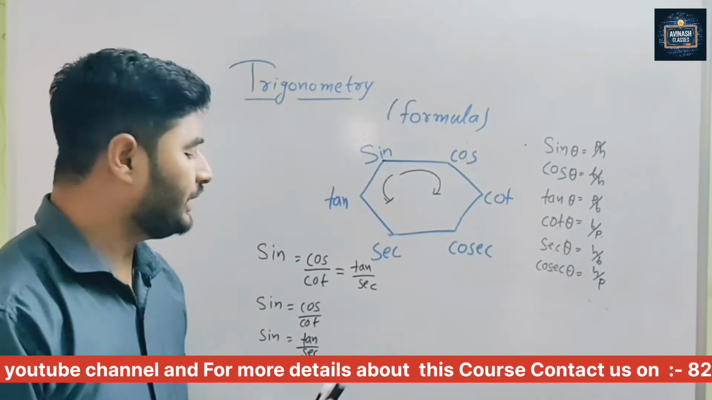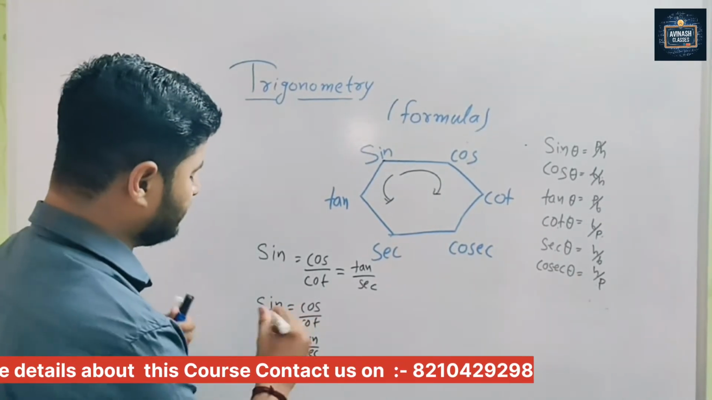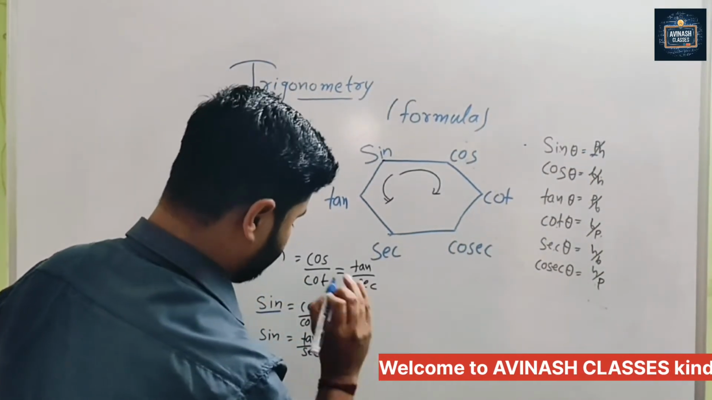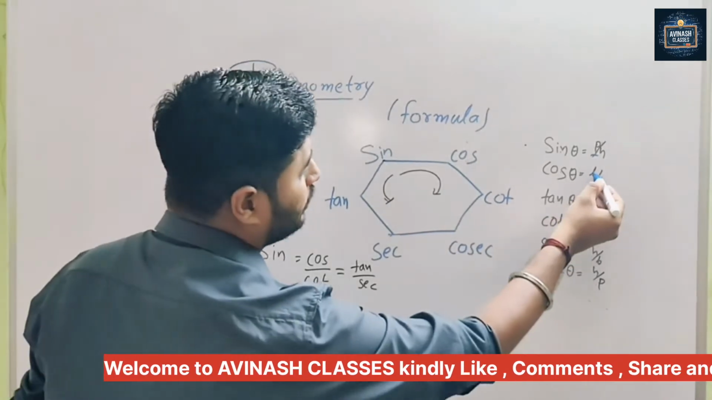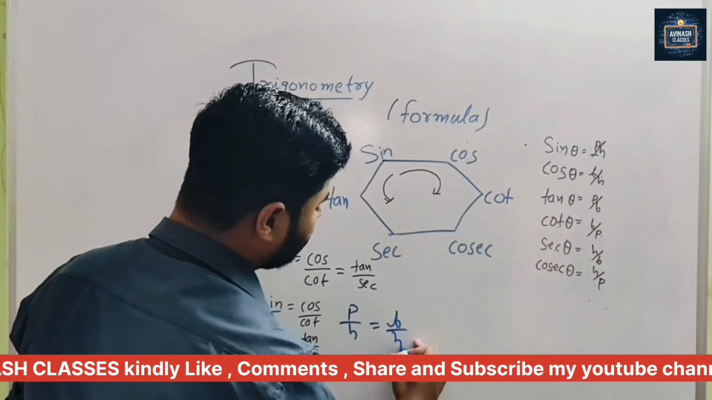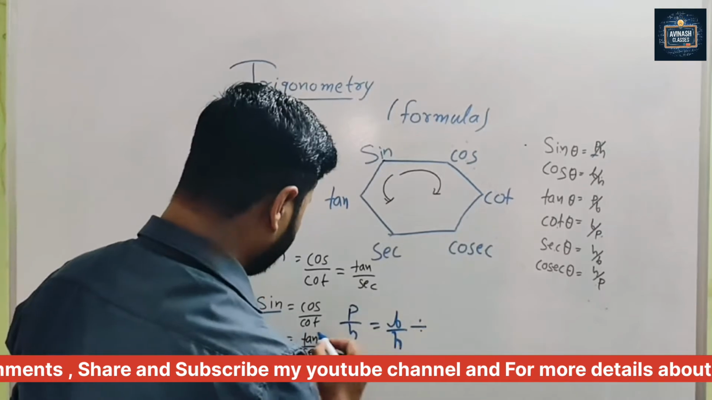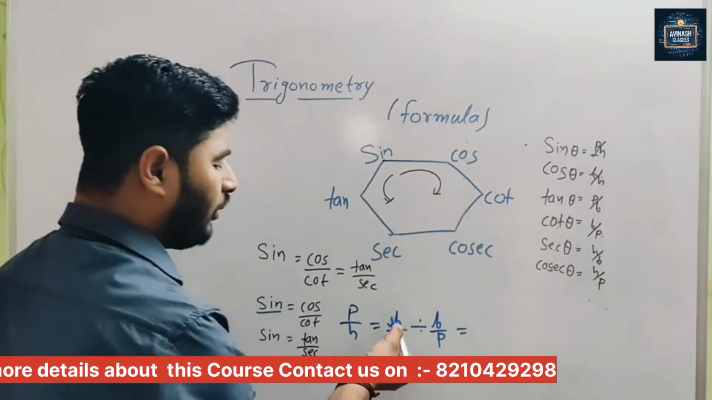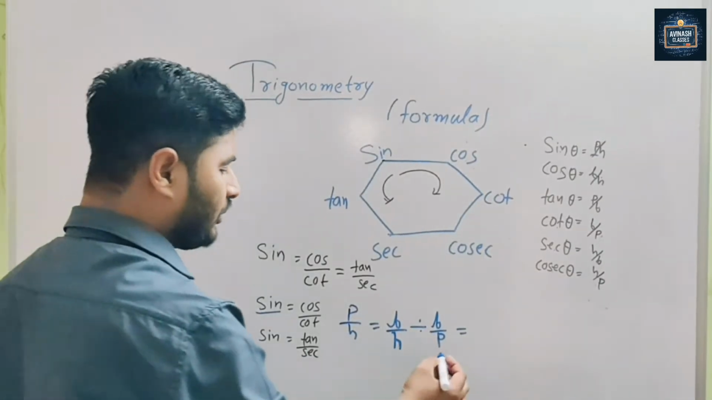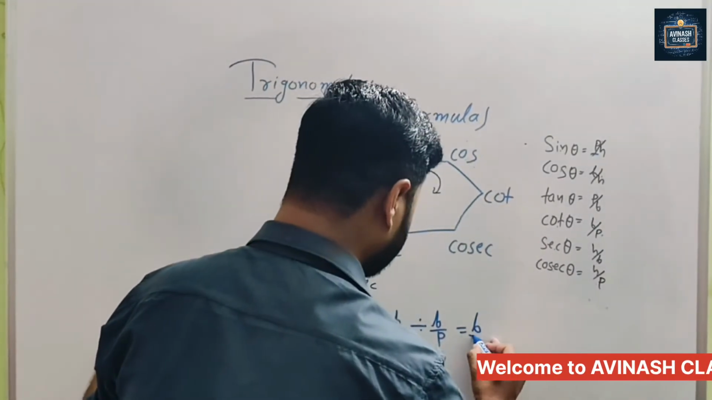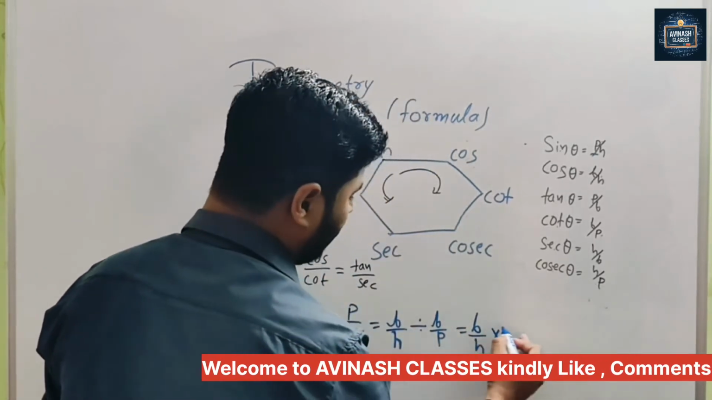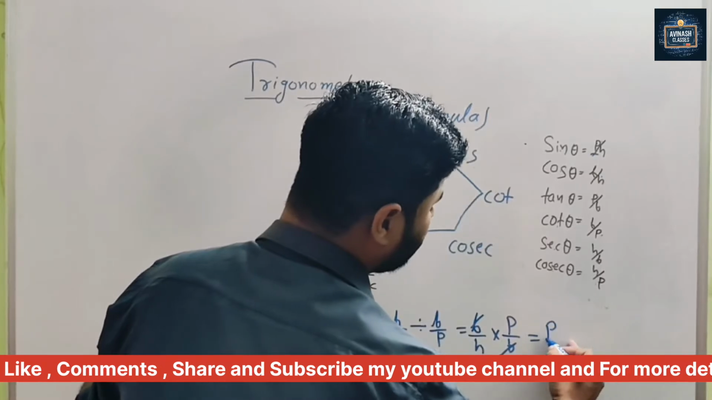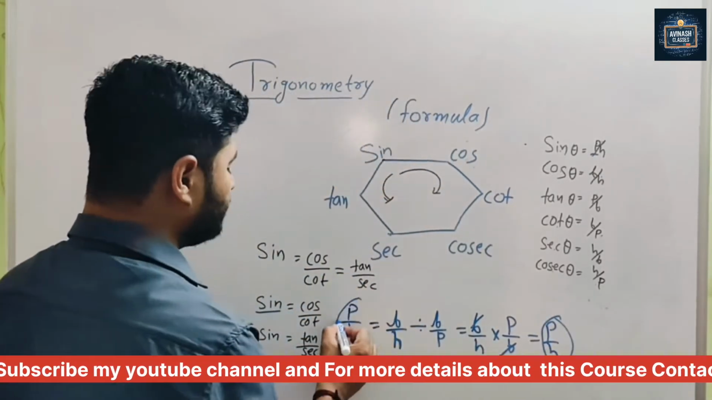Now, sir, please prove how this is possible. See, what is sin here? P by H, so I will take P by H. Now cos: cos equals B by H, so we write B by H. Now divided by cot. Cot equals B by P. Already you know which formula we use here to take the reciprocal: KCF formula. We change the sign and make it reciprocal. Now B and B cancel. What do we get? P by H. So this and this are the same.